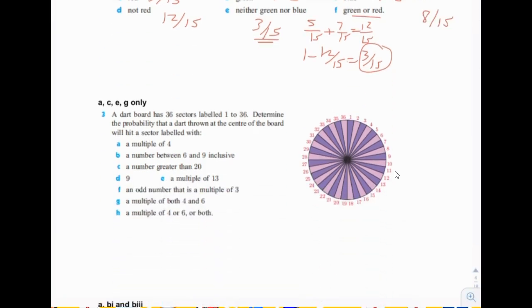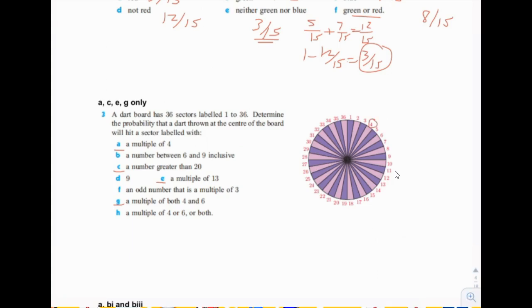What about 3? Here we're going to do A, C, E, and G. A dartboard has 36 sectors labeled 1, 2, up to 36. Determine the probability that a dart thrown at the center of the board will hit a sector labeled with a multiple of 4. Okay, so how many multiples of 4 are there between 1 and 36?